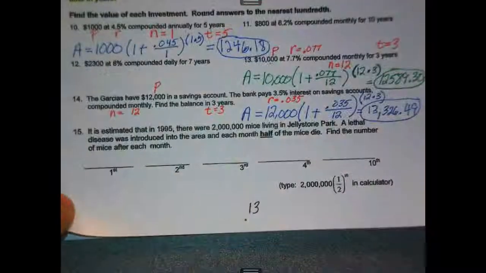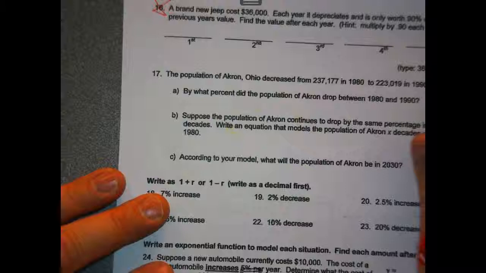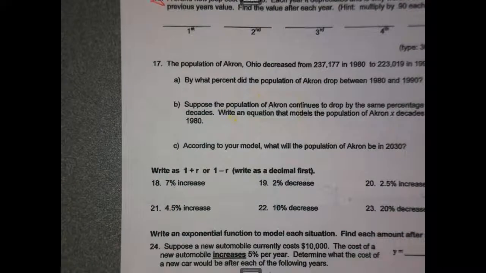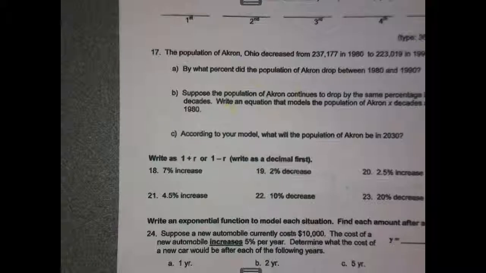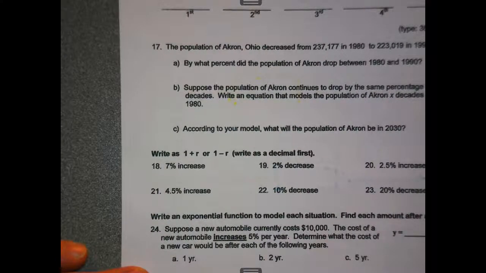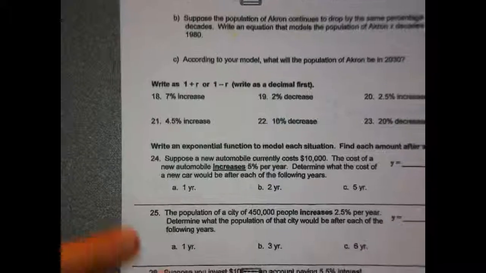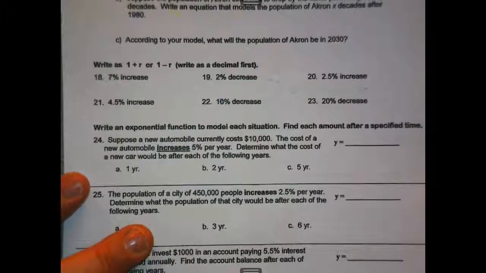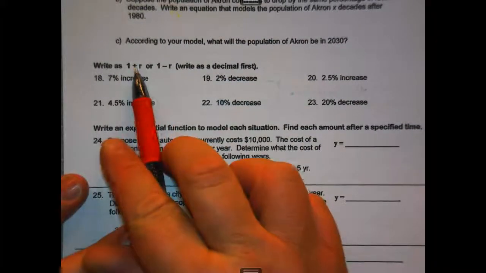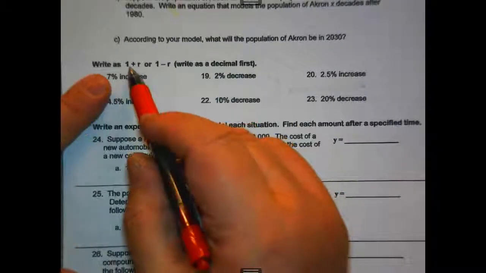No, we are not doing 15, which means you're not going to do 16. We're not going to do 17 either. We should do some decays. Okay, decay is just instead of plus R, we're going to use minus R. And they just want us to use our growth or decay.